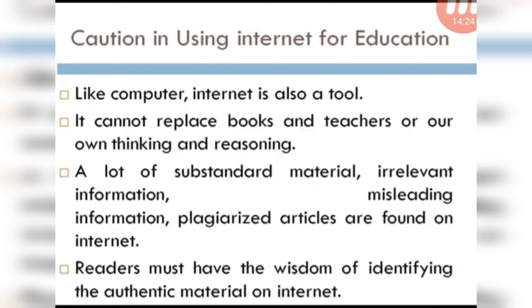Then a lot of substandard material, irrelevant information, misleading information and plagiarized articles are found on the internet. We have already seen that if an article uploaded on YouTube is copied by anyone else, that can be termed plagiarized. There is a copyright, and another person cannot prepare or upload the same thing. So you must find the authentic one. The readers must have the wisdom of identifying authentic material on the internet. On the official website you can get the various information. So these are the points you will include on using the internet for education.